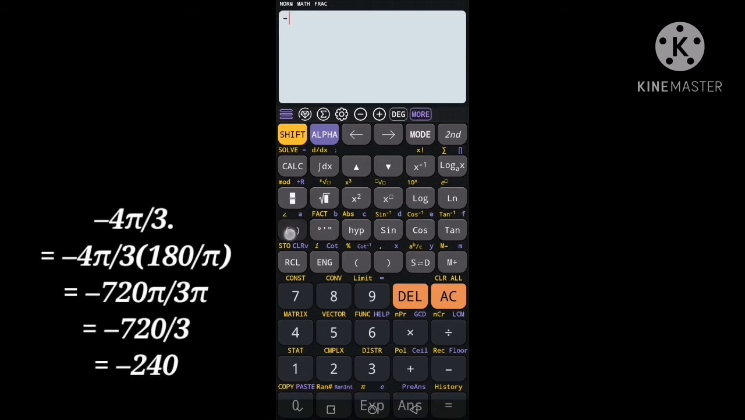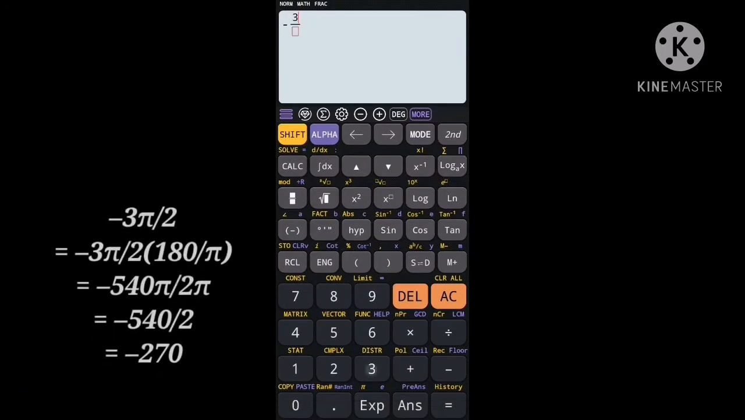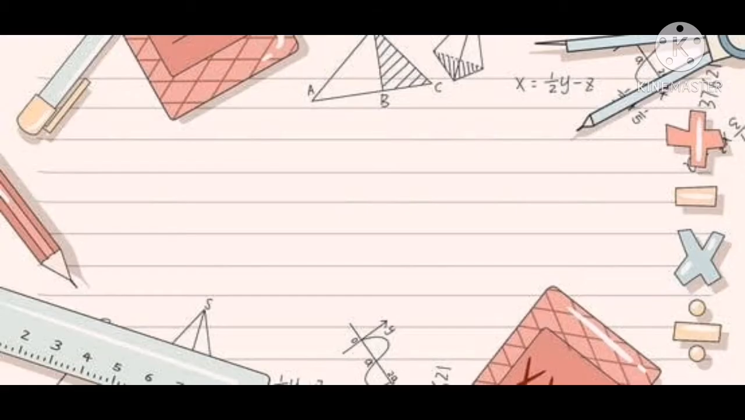We have a given negative 4 pi over 3, and if you multiply it by 180 over pi, you will get negative 720 pi over 3 pi. You have to cancel both pi's, then you will get the final answer, which is negative 240. Next, let's have a given negative 3 pi over 2. If you multiply negative 3 pi over 2 by 180 over pi, you will get negative 540 pi over 2 pi. And again, you have to cancel both pi's, and the final answer would be negative 270.